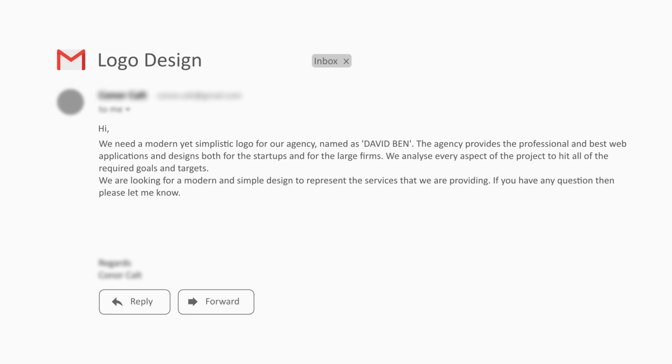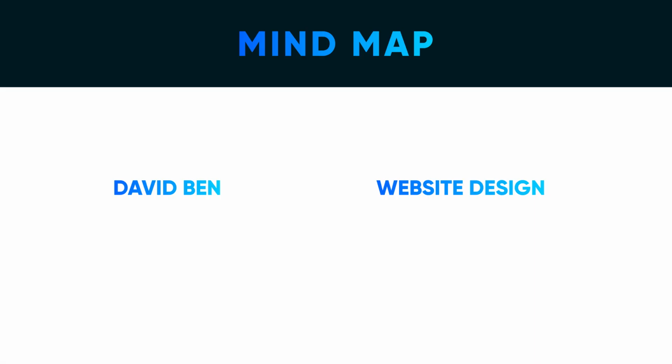Now the major points that I extracted from the brief are: first, the name of the agency or name of the logo, which is David Ben or David Ben Limited. The second is the services that they are providing, which is website design. And the third is that the logo should be modern and simple and must represent the services that the agency is providing. Now let's continue with the mind mapping process.